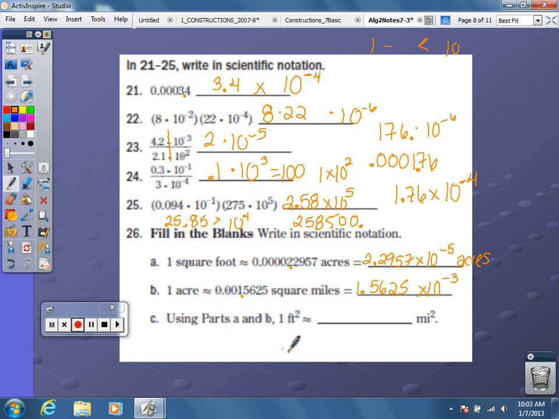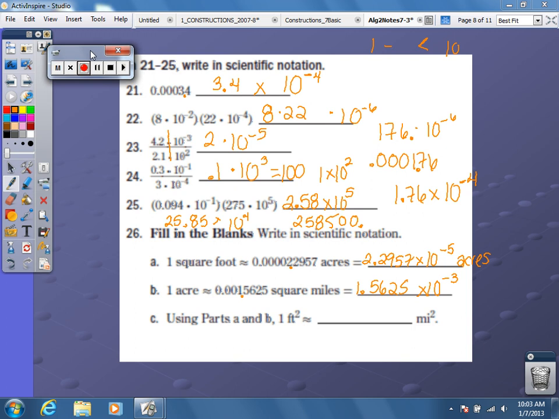Okay, so how can I change this? 1 square foot, I want to change it to miles squared. Well, let's change it to acres first. And I get, actually, let's do this the old way that we do in chemistry. 1 square foot. We're going to multiply it by some conversions here. I can change square feet to acres. And 1 square foot is the same thing as 2.2, oh my gosh, that is horrid.